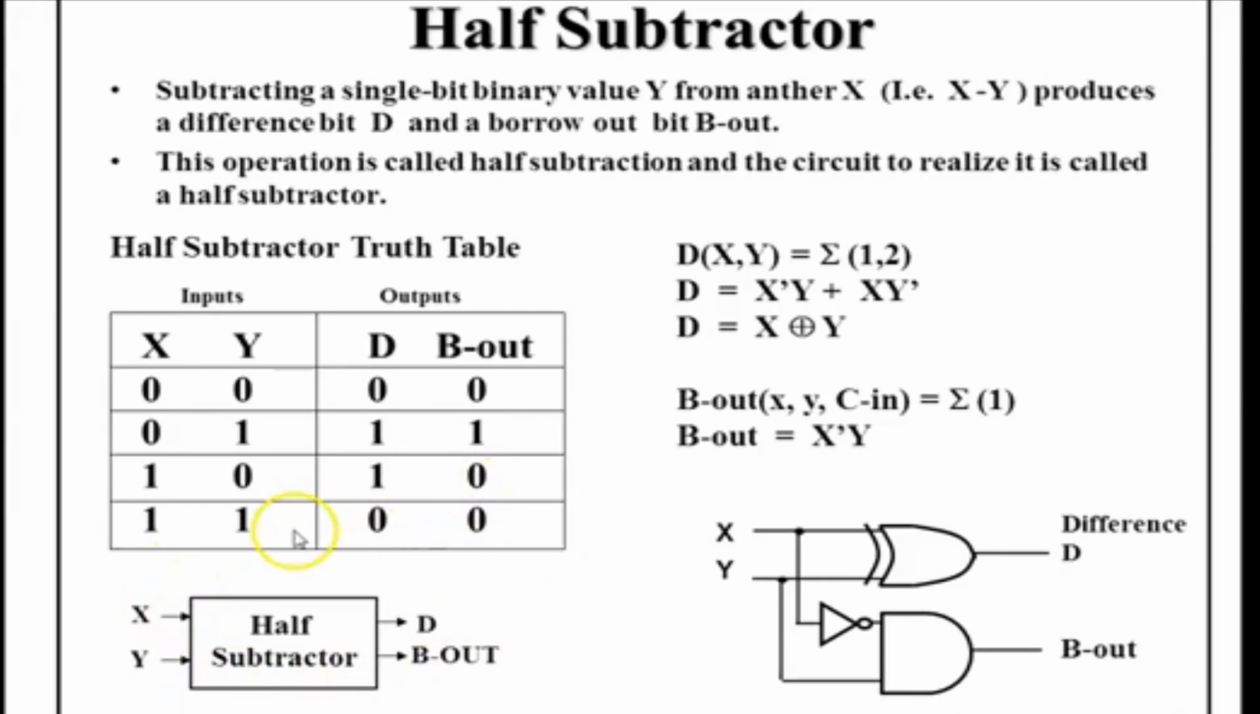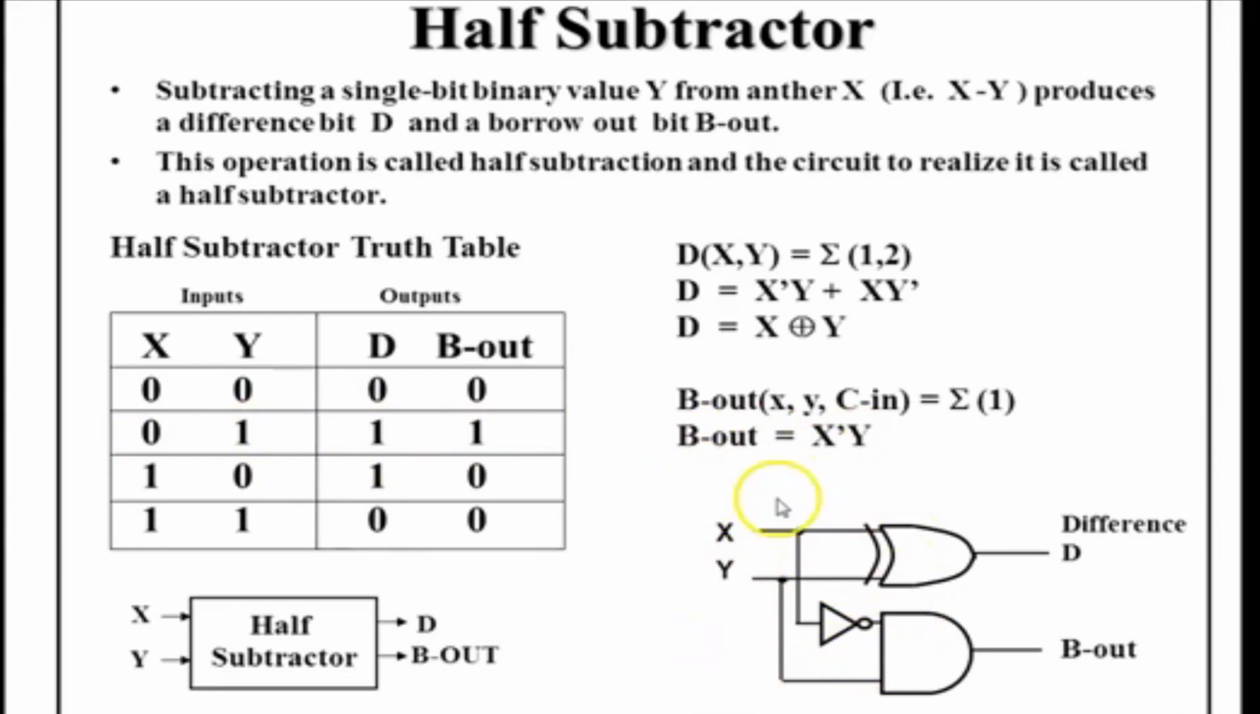This is just a block diagram of a half subtractor. So let's draw the Boolean expression for difference and borrow out. So difference is high in these two cases, similar to what we saw in sum under half adder. So difference is equal to x XOR y, and borrow out is high when x is 0 and y is 1. So x bar y is the product term for borrow out.